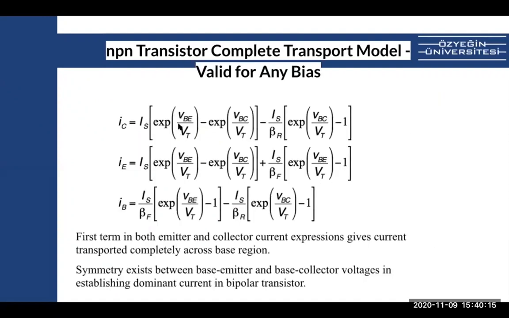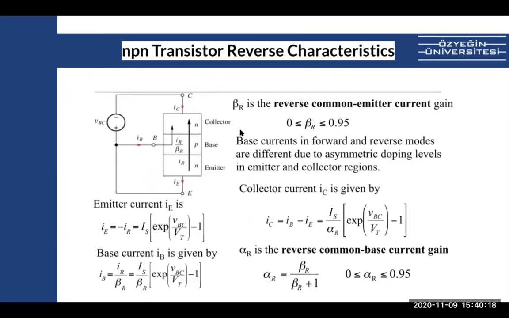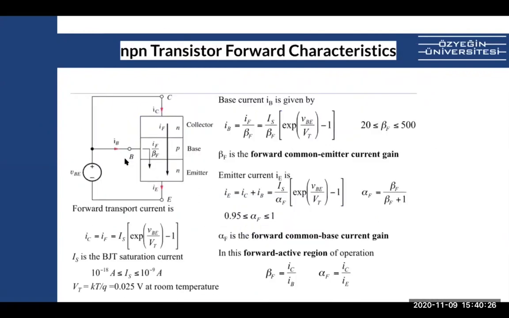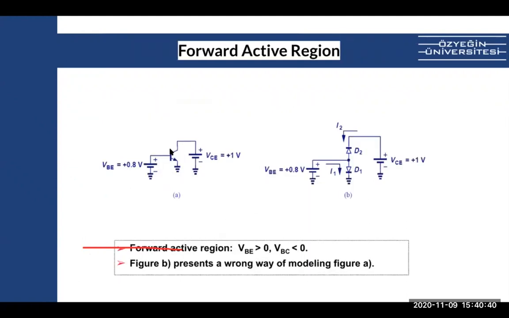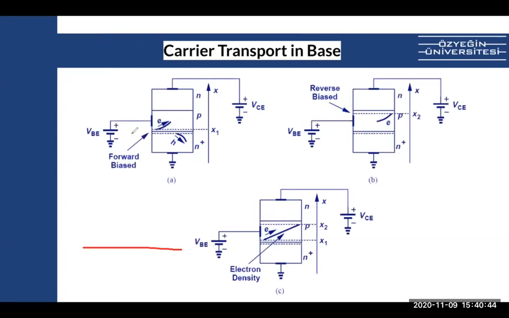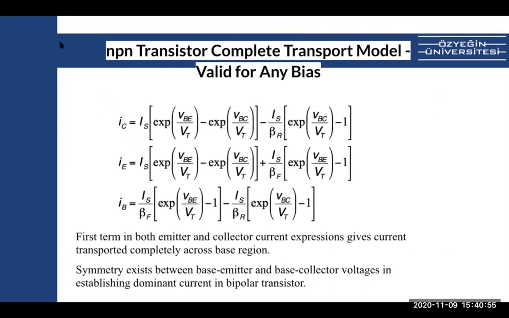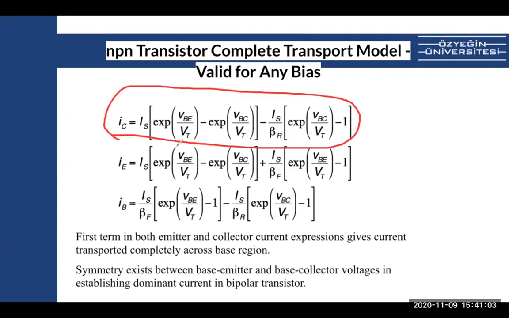When we do the superposition, we write the equations due to the forward characteristics, which means when there is only this voltage, and then we look at the reverse characteristics. So this was forward. For instance, let's look at IC, and then we look at the reverse characteristics and write the IC in terms of this voltage. When we sum them up, it's a superposition, and we are able to write the entire equation, for instance, this one. Same for emitter current, same for base current. And these equations are valid for any bias.